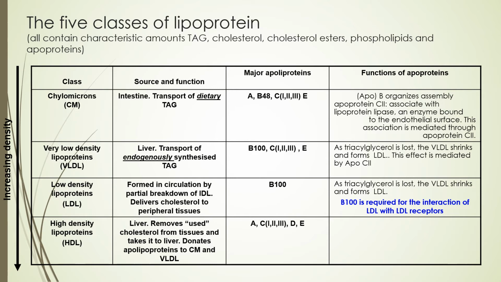The ApoB100 in the very low dense lipoproteins and low dense lipoprotein serves as a recognition particle for the very low density and low dense lipoprotein. They recognize the low dense lipoprotein receptors on cells.